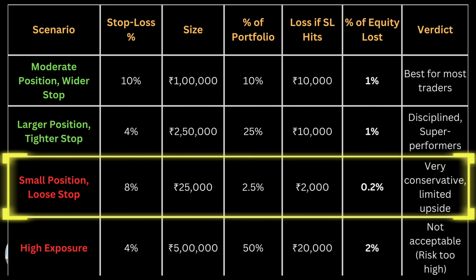But when the stock moves up 20-30%, then you are not making a decent upside either. So this is where the majority of the beginners start. They are very conservative, with limited upside.